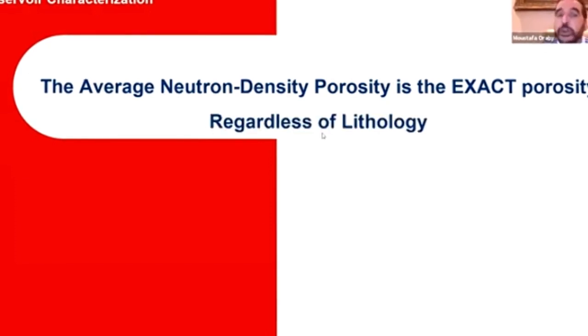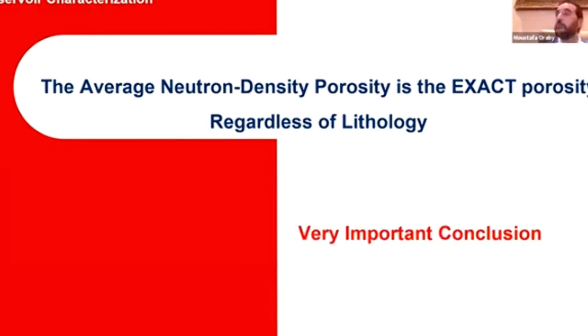Okay? So regardless of lithology, it doesn't really matter if it's limestone or sandstone. We proved this. When we average in front of the lime, it became the same average in front of the sand, and the same average in front of the dolomite. Very important conclusion. So don't ever think that the neutron porosity will give you the right porosity. No, it's not. Never ever think that the density porosity alone will give you the right porosity. Your right porosity is the average neutron density porosity.